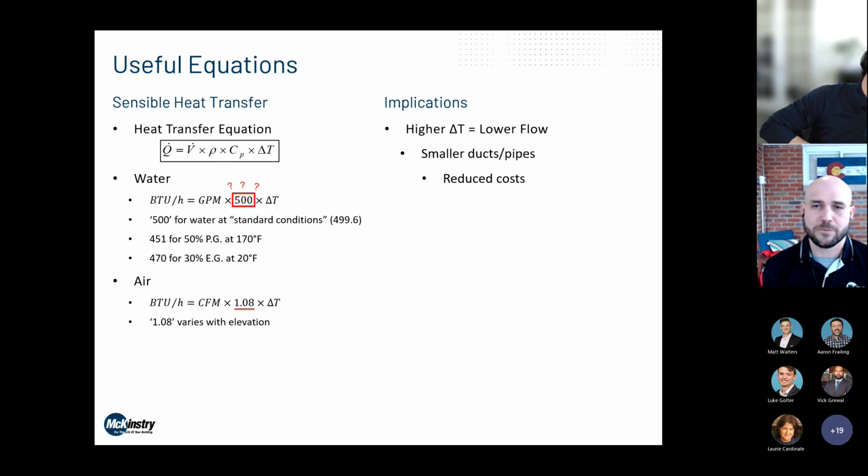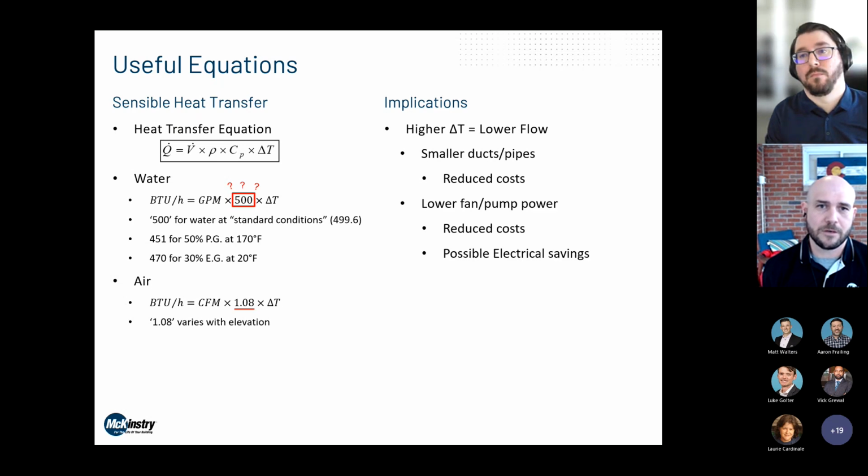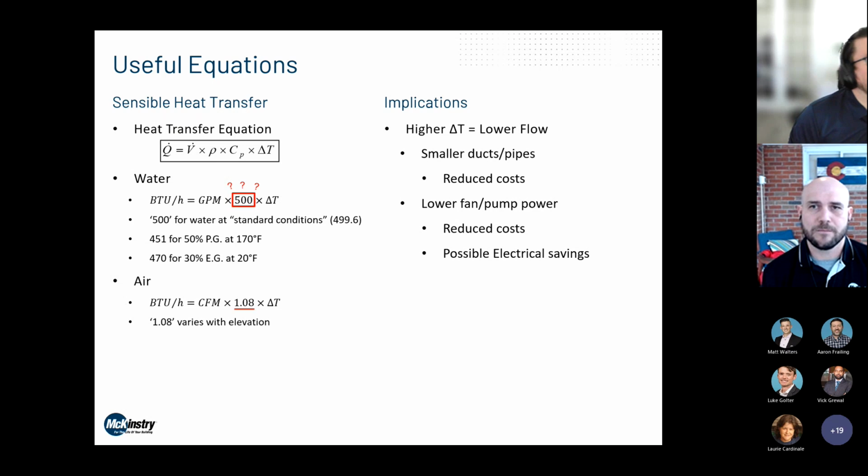And that's cheaper to install, cheaper to buy, maybe less labor to install. It also means that you're probably going to be flowing less air or water, so there's smaller fans, smaller pumps, smaller motors, maybe smaller VFDs, smaller wires to the motors, potentially. So there's not just operational cost savings, but potentially you're downsizing some equipment, which is great.